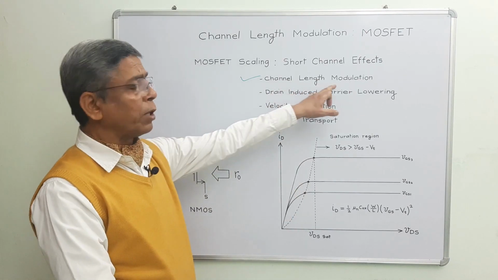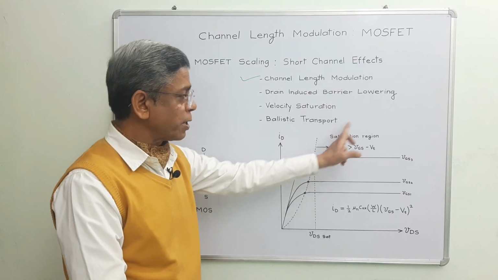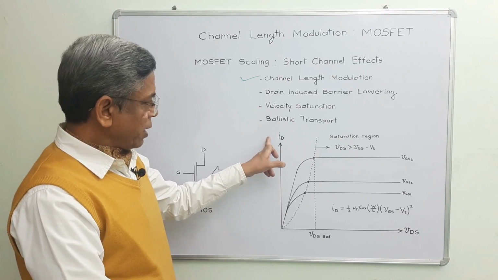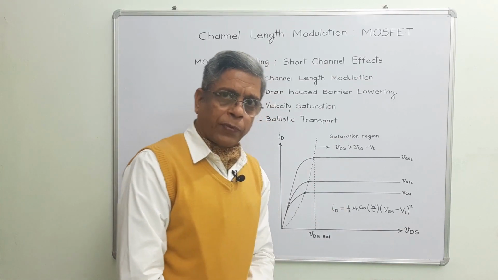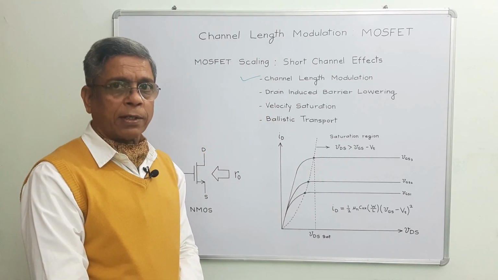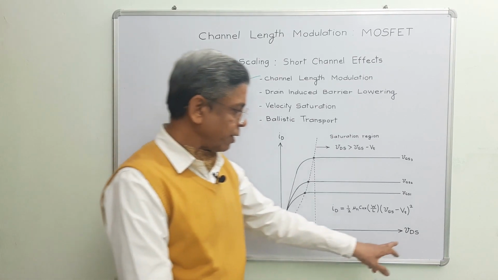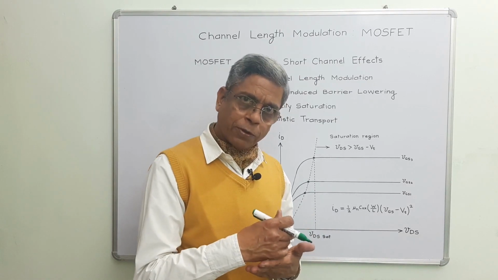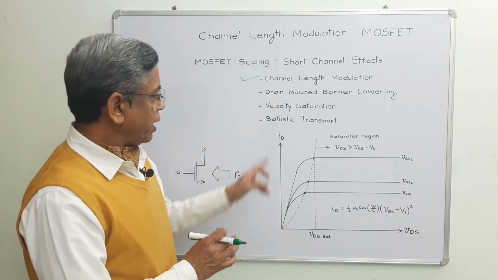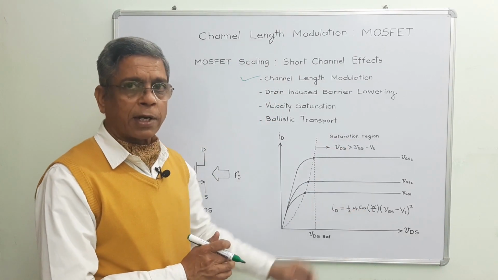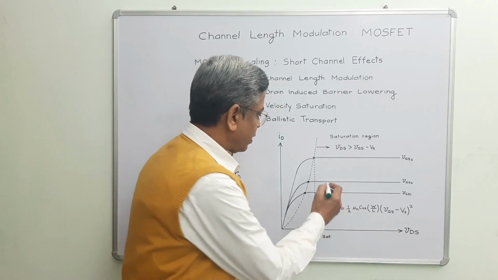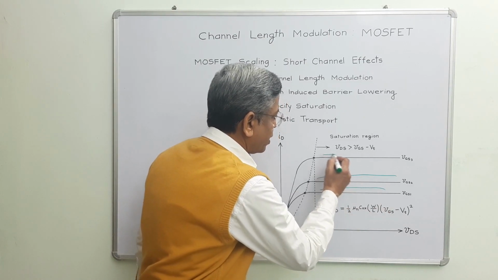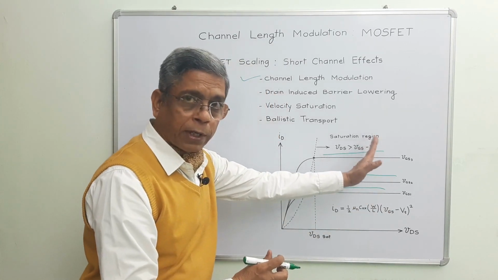In channel length modulation, referring to this saturation region of the MOSFET Id-Vds characteristics, the length of the inversion channel decreases for higher values of potential difference between drain and source. In response to this effect, drain current in the saturation region starts increasing with VDS this way, which I will explain on the next page. There will be a slope in this region.